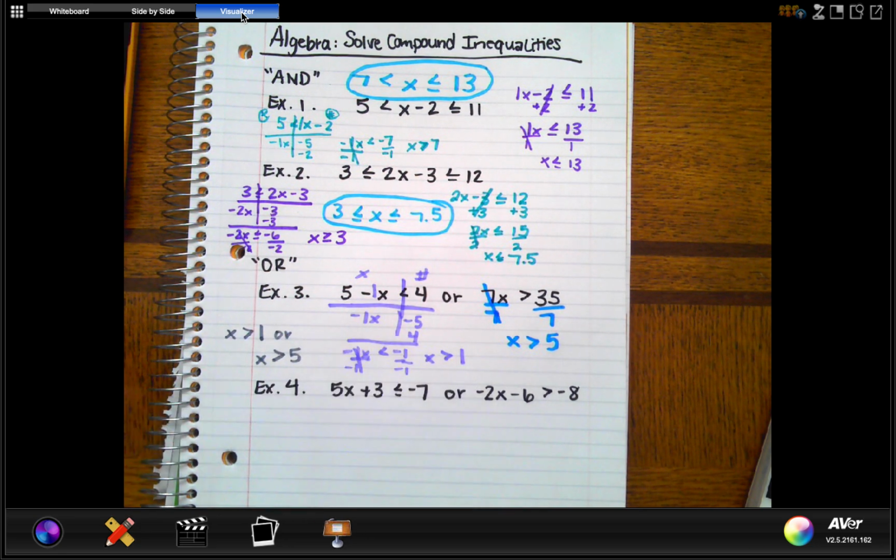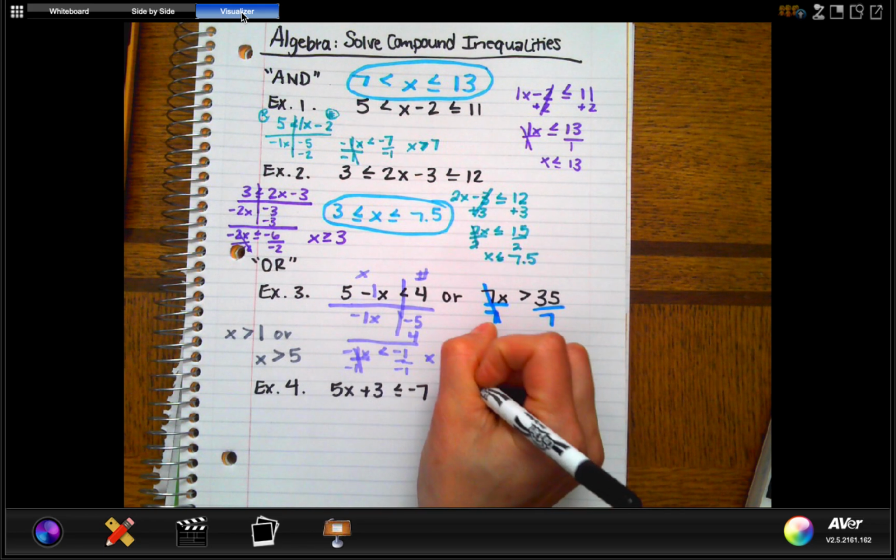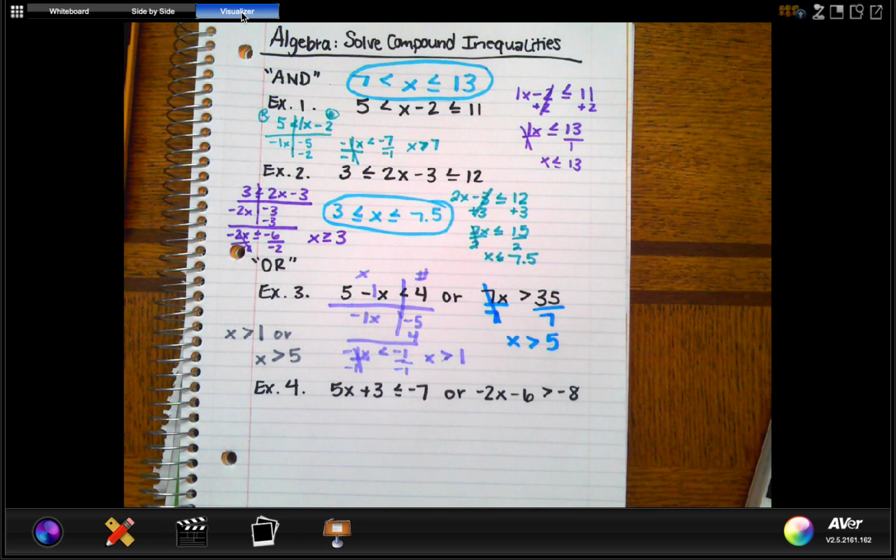And if you think about that, let's see, these do end up pointing the same way. So it's one or the other though, because this guy starts at the 5. So that's what you get, and you want to write the or in the middle.